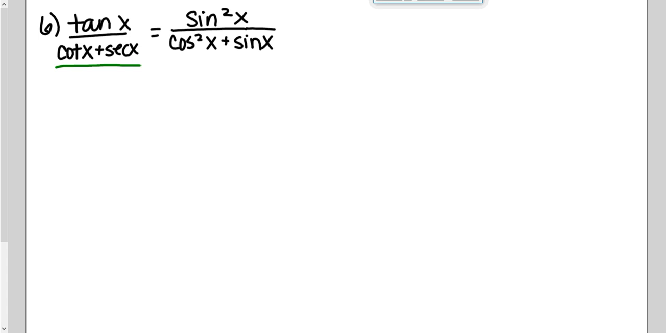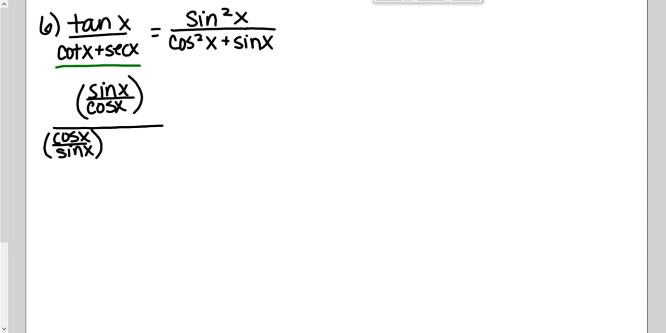The first thing I want to do is get rid of anything that's not sine and cosine. Well, tangent is not sine or cosine, so I need to substitute something for tangent: sine x over cosine x. Then I'm looking at the denominator. I don't like that cotangent and I don't like that secant. Cotangent, we can substitute cosine over sine. Secant, we can do 1 over cosine.